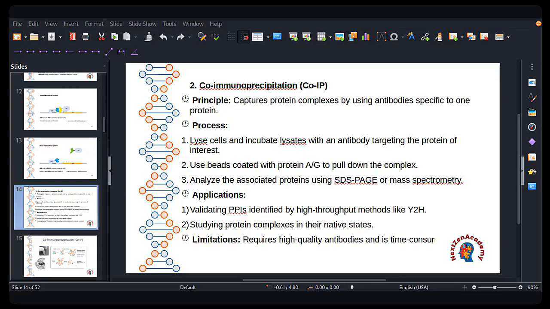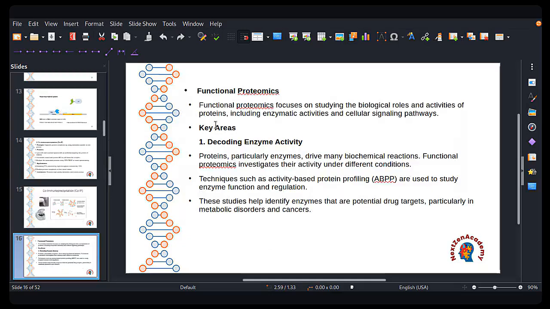are the applications? Validating PPI identified by high throughput methods like Y2H. इनका throughput ज्यादा होता है, means studying protein complexes in their native states, right? Limitation: require high quality antibodies and it's time consuming. Okay. Now move to the next topic, functional proteomics.